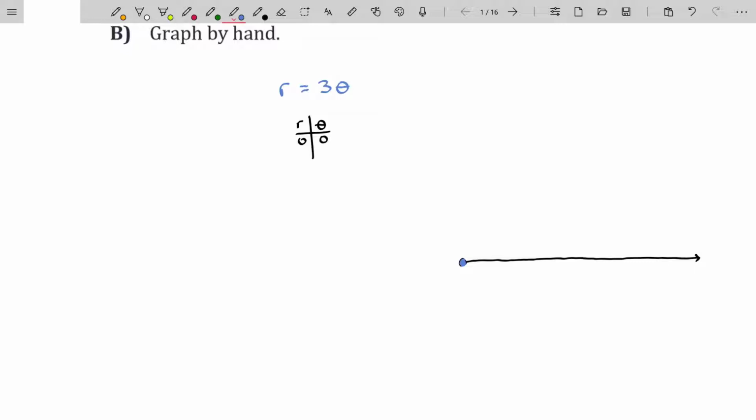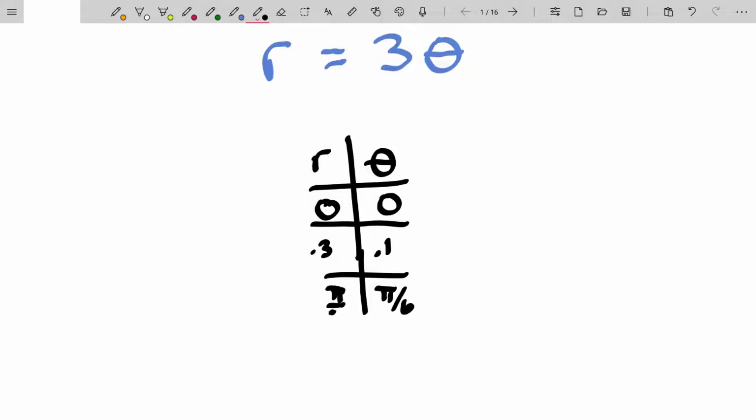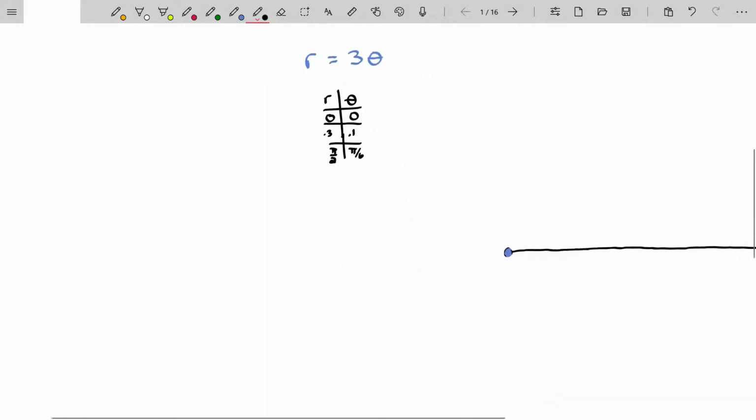And then as you increase that angle in radians, the radius r will increase as well. In fact, the radius r will just be 3 times whatever the angle is. So if the angle is 0.1 radians, r is 0.3. If the angle is pi over 6 radians, then the radius is 3 times pi over 6, or pi over 2 in length, and so on and so forth.